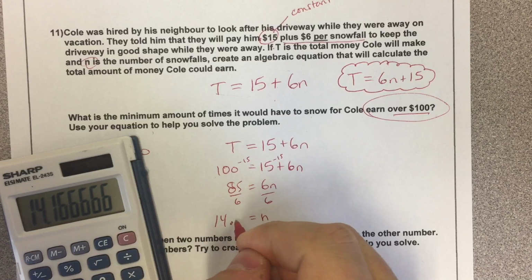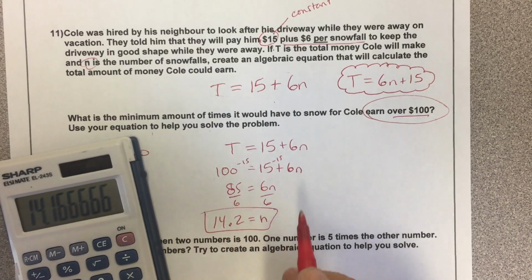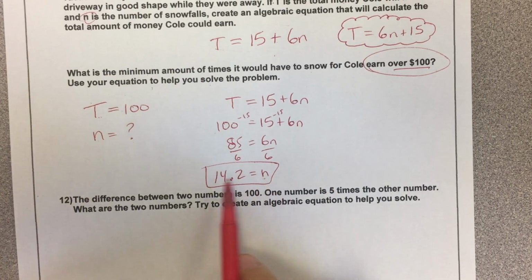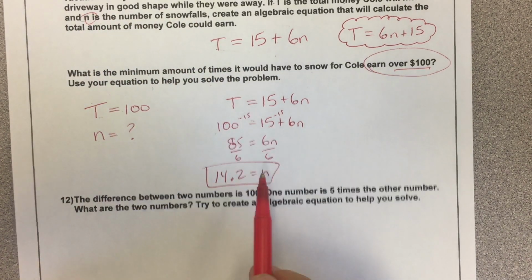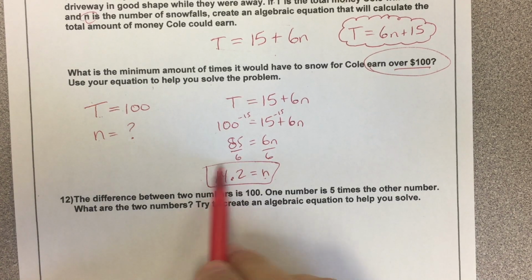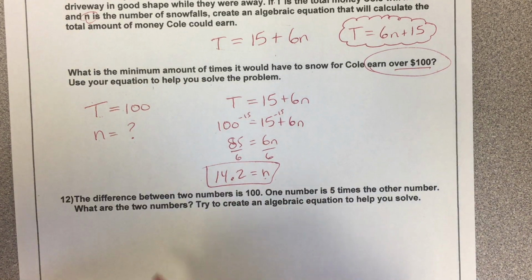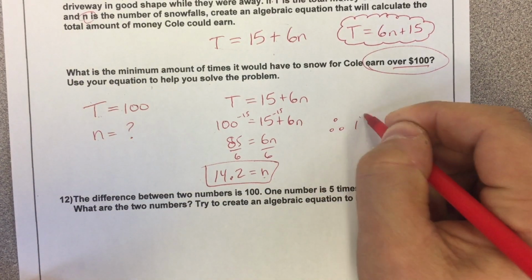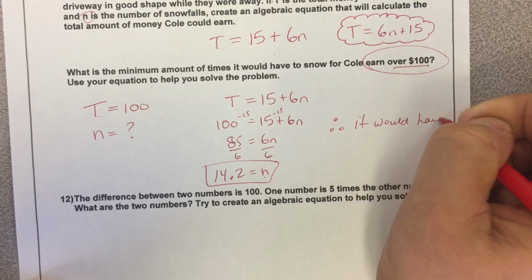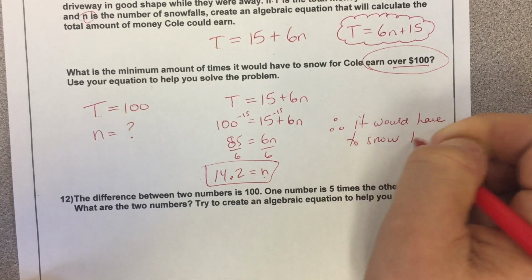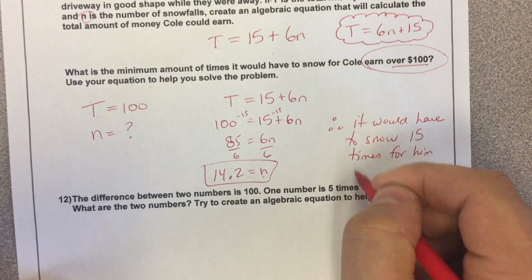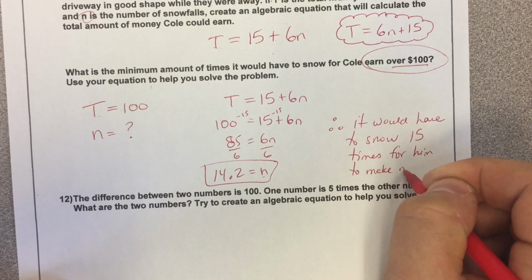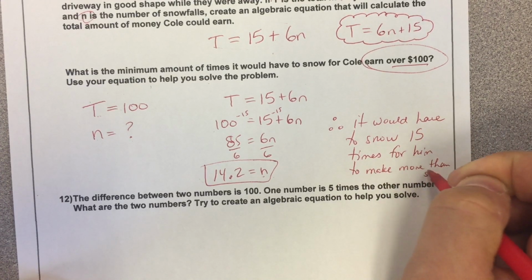And that equals 14.2, basically. Okay, so let's think about this. If N equals 14.2, that's the number of snowfalls that would need to happen. If there was only 14 snowfalls, then he wouldn't make $100. He'd make a little bit less than that. So in this case, it would have to snow 15 times for him to make more than $100.